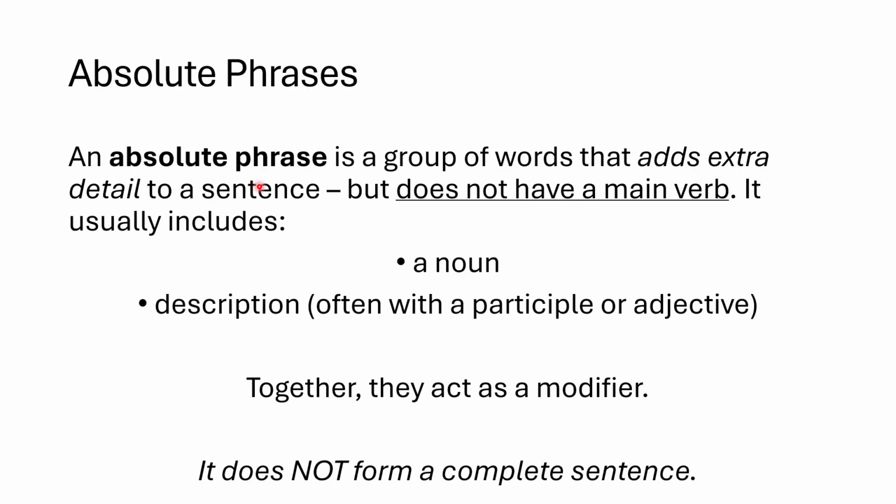An absolute phrase is a group of words that adds extra detail to a sentence, but it does not have a main verb. It usually includes a noun and description, often with a participle or adjective. Together, they act as a modifier. It does not form a complete sentence.